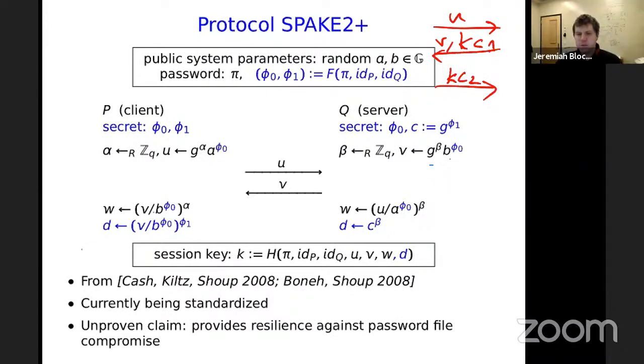So I guess one other question. You mentioned that you proved security in the UC model, and there's also the BPR model. So what are some of the advantages of proving security in the UC model?